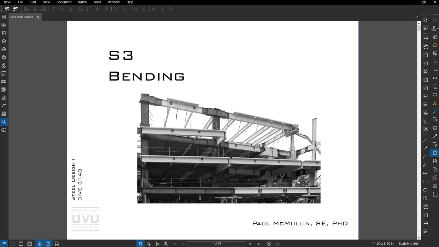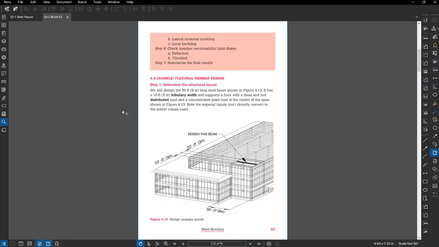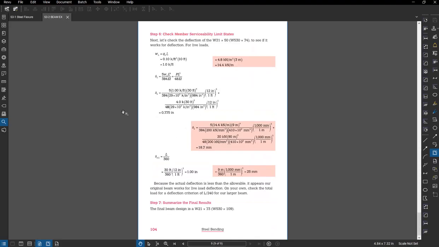One more thing: I've got a beam design example, so this should walk you through a lot of the nuances of what I just talked about.